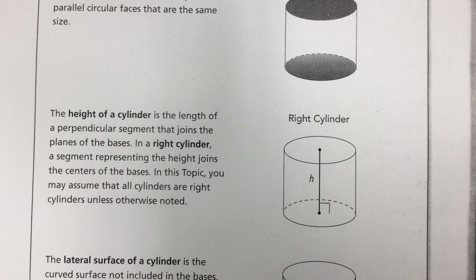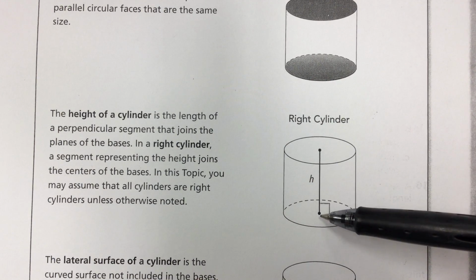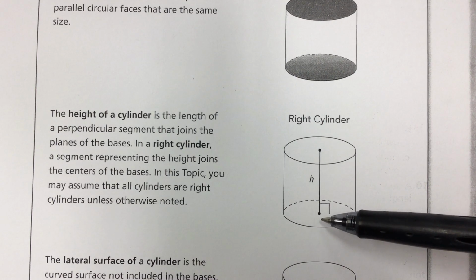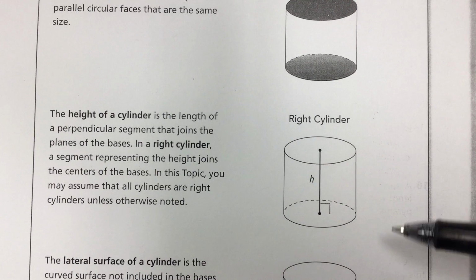We've talked about the height of a figure: it is from the highest point of the figure straight down, perpendicular, to the lowest point of the figure. In this topic, you may assume that all cylinders are right cylinders unless noted. In other words, we can assume that our cylinders are straight up, 90 degrees.